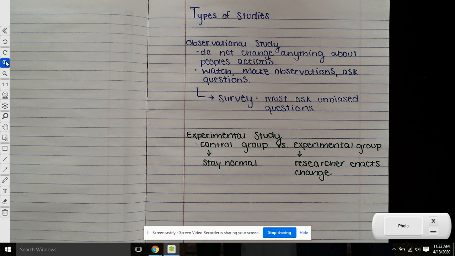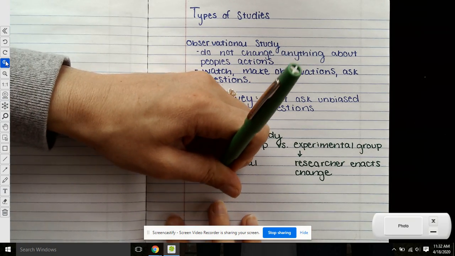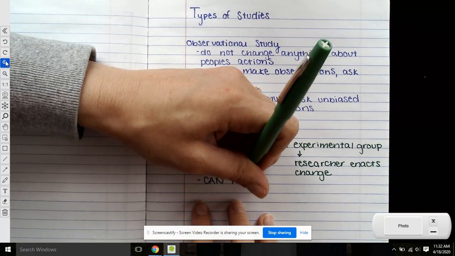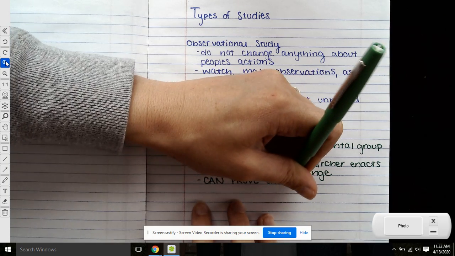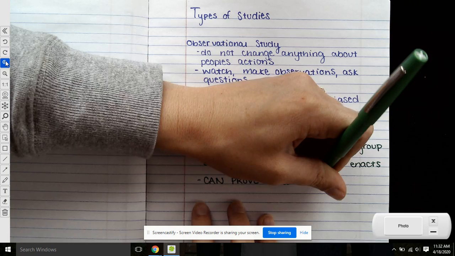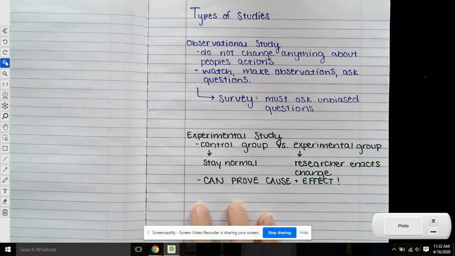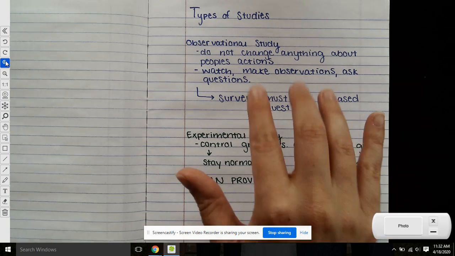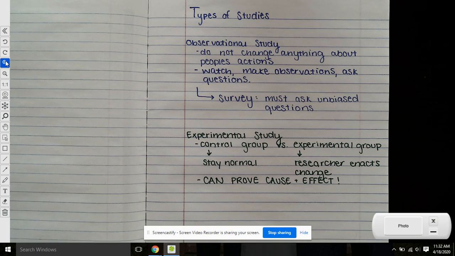So you are trying to, in a randomized experiment, you're trying to prove cause and effect. And that is the biggest importance of an experiment. You can prove cause and effect in an experiment. You cannot prove cause and effect in an observation. You're just looking at trends in an observation.